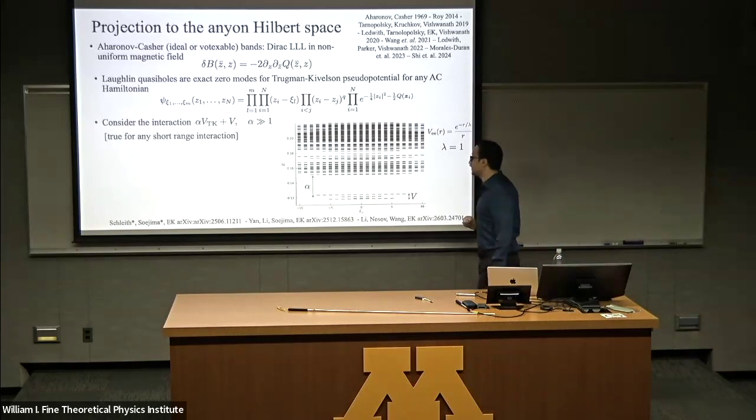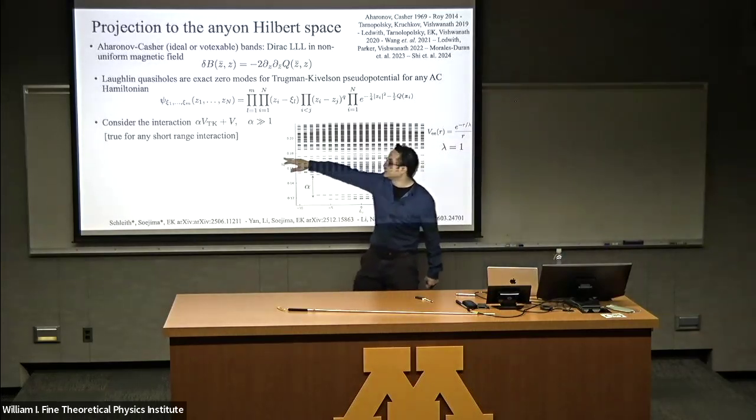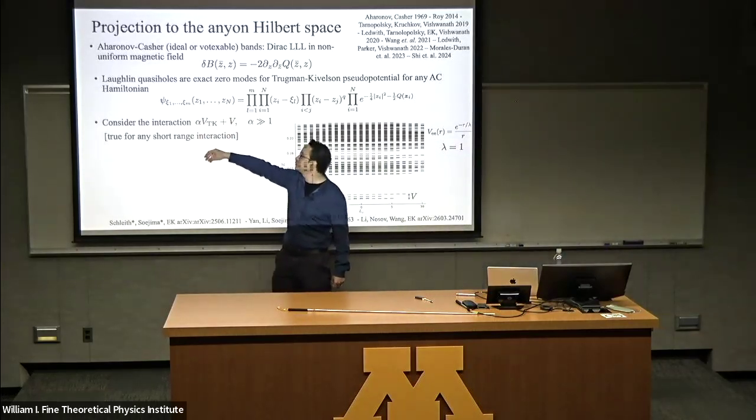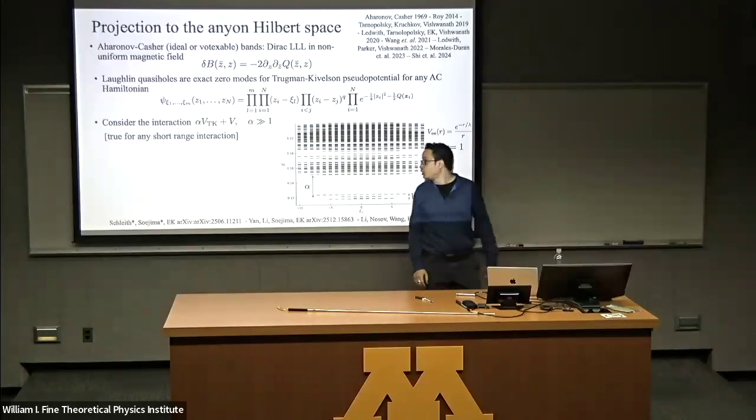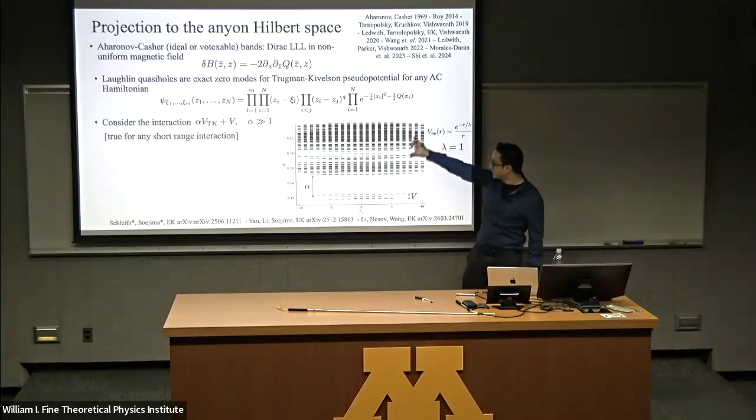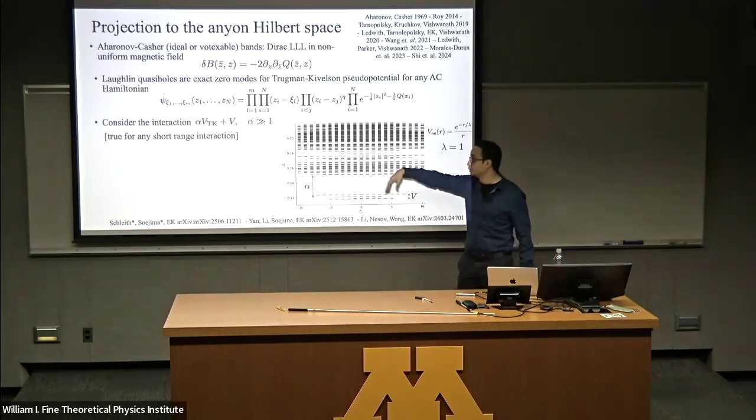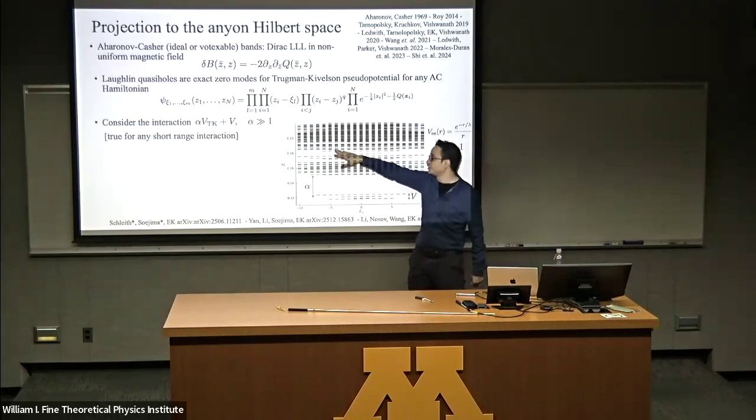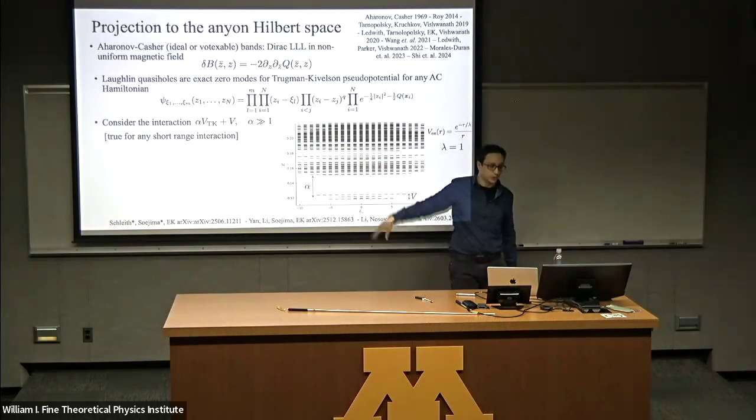Then what I can do to get a very controlled way to project onto this manifold of quasi-holes is to consider an interaction that has a Trugman-Kivelson piece with a large prefactor plus a leftover piece. And as long as the leftover piece is small compared to this alpha, I have a parametric separation between the gap scale and whatever happens in this anyon space. Of course, this is kind of a theorist's trick, but this is actually a very good model for any true short-range interaction. So for a true short-range interaction, I can show that this expansion is always valid.